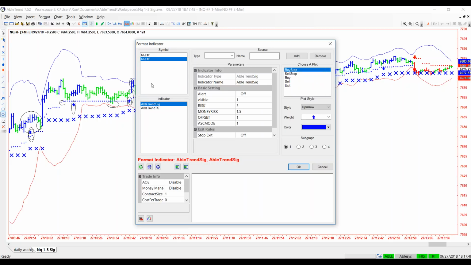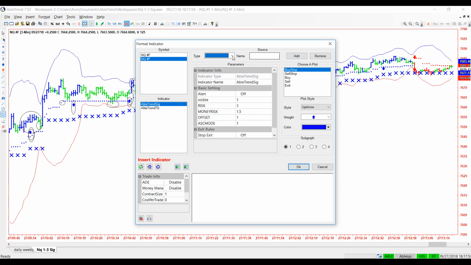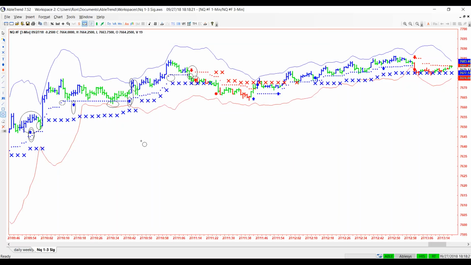Where you had AbleTrend 2 over here, you remove AbleTrend 2, and you simply add AbleTrend TS, and then click Add. You put a check mark in AbleTrend TS, and then you click Add. And then you can play around with the weight. I make the dots a little bigger, and then I added AbleTrend SIG here, as I already explained. And on the buy stop, I hit an up arrow, and on the sell stop, I hit a down arrow. And that's how you get to this chart right here.